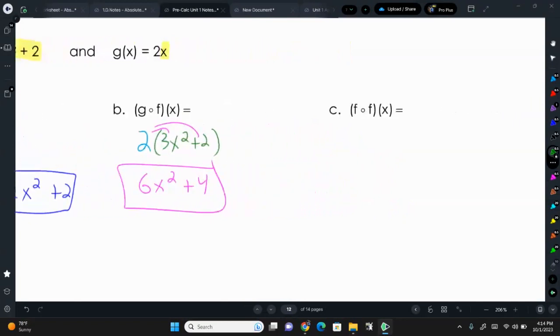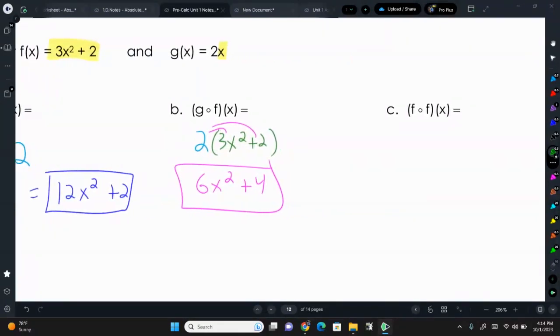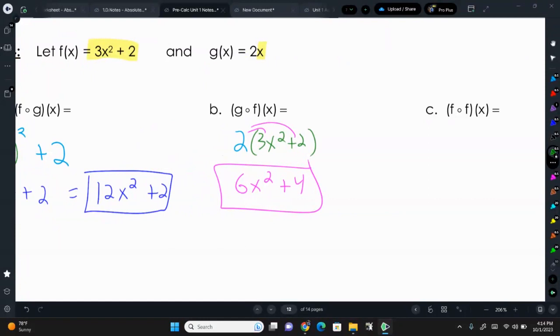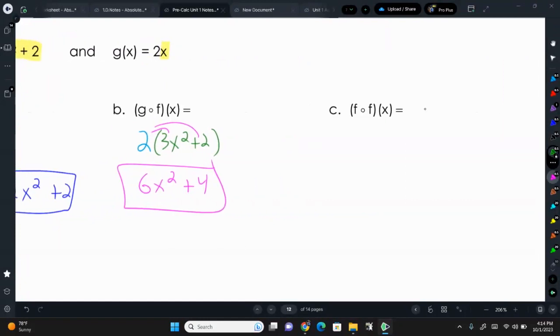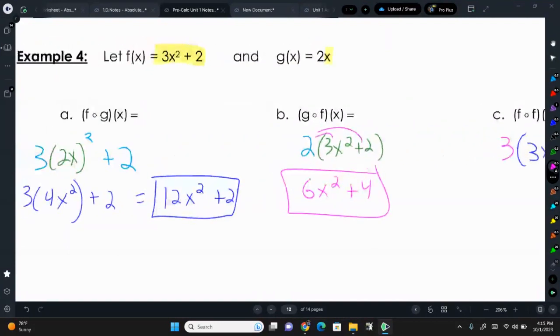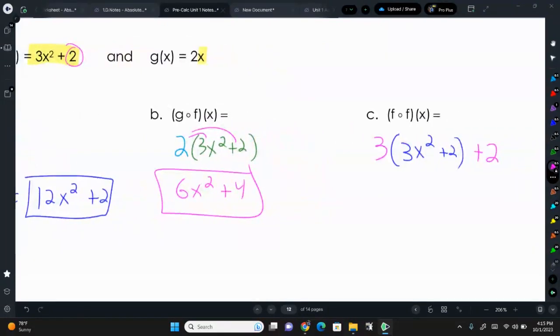Then letter C, f of f of x means I'm going to take my f equation and plug it into itself. So instead of writing 3x squared plus 2, I'm going to write 3 and replacing x with the f function, which is 3x squared plus 2. And people will forget about this extra plus 2 at the end that was in the original function. Oh, and I forgot squared because it was x squared.